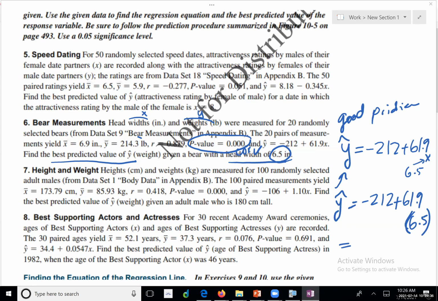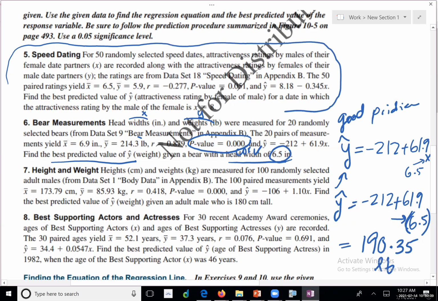Great job, Tammy. That's what I got too. 190.35. If you find a bear with a head width of 6.5 inches, its weight is probably 190.35 pounds. That's the prediction for such a bear. So now let's do number 5.